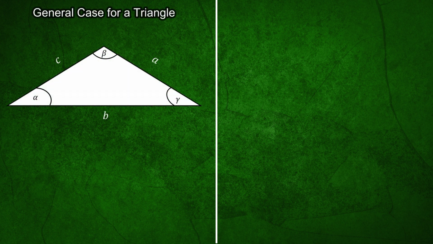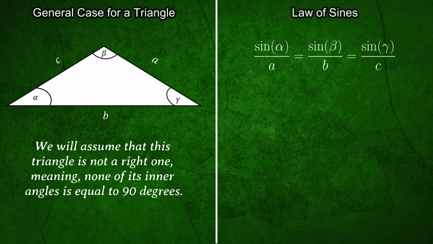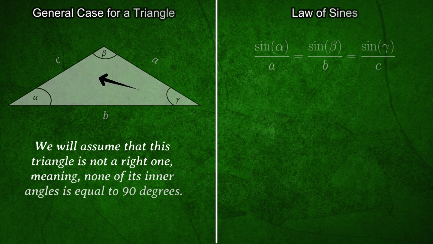Now, let us consider the following triangle. Notice that this triangle is not a right one. Now, if two angles and one side are given, then we can use the law of sines for finding the remaining sides. Remember that this law states the following: sine of alpha divided by a is equal to sine of beta divided by b, which is equal to sine of gamma divided by c.